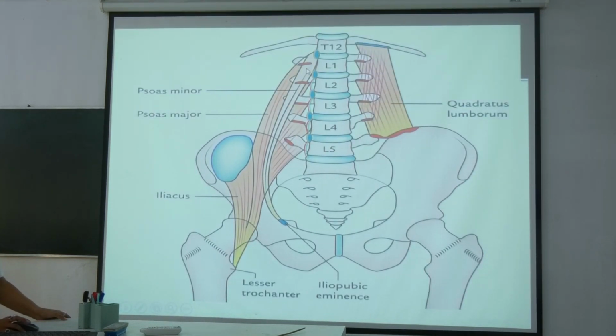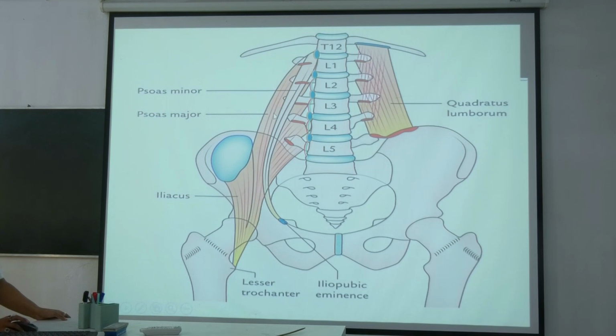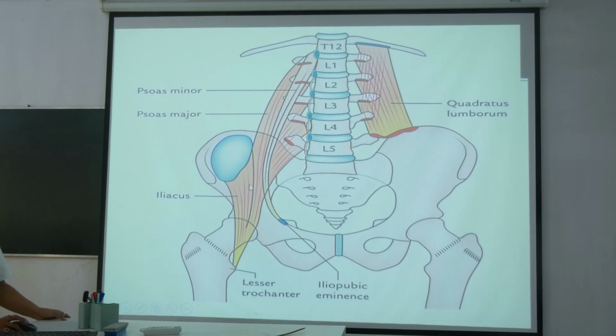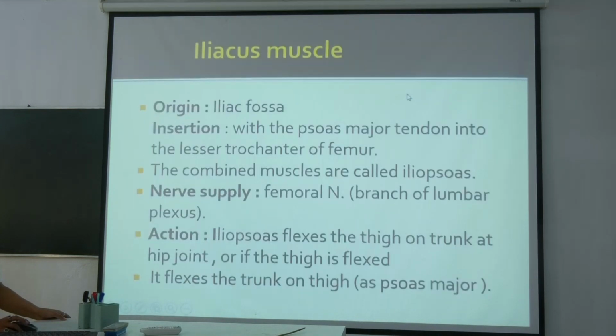So remember, psoas major is T12 to L5 throughout. Okay, and beside that you have quadratus lumborum. And what is this muscle? Iliacus. Okay, so these are the three muscles you will see.